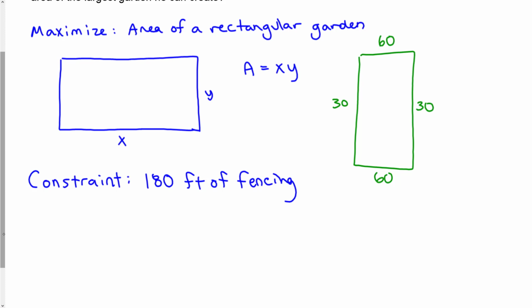The area of this garden is 60 times 30. Six times 3 is 18, then there are two zeros, so 1,800 square feet. So there's one potential garden I could use here.